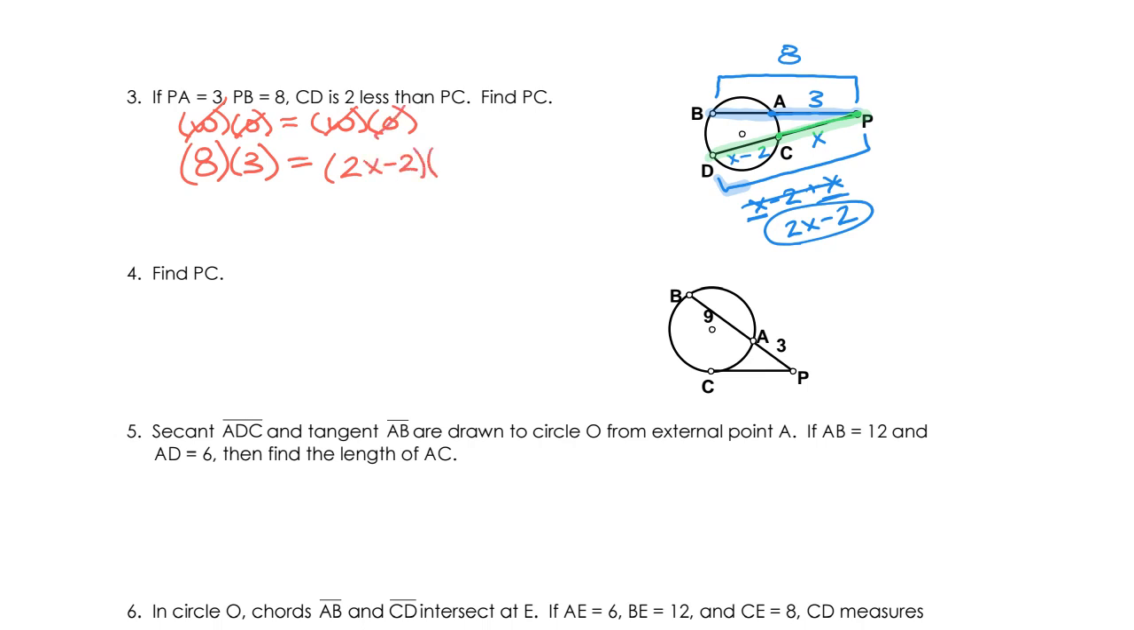times the outside part, which you guys can see, the part of that green highlighted secant. The outside part is x. All right, so now that we have a substitution, now we just use our algebra. Okay, 8 times 3 is 24. Equal to, over here, guys, we're going to have to do a little distributing, almost like backwards. We have 2x times x, which is 2x squared. And then we have x times negative 2, which is negative 2x.